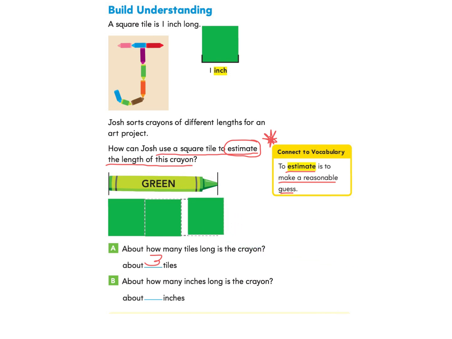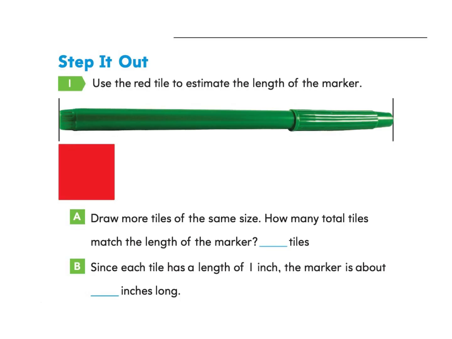And when we do this, we find that our estimate, our best guess, was correct. So when we look at about how many inches long is the crayon, there are 3 tiles, and that means there are 3 inches because each tile was 1 inch. So we can count that there are 1, 2, 3 inches. Let's take a look at the next page, page 431, under Step It Out.